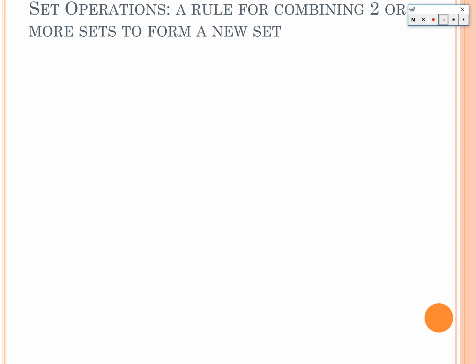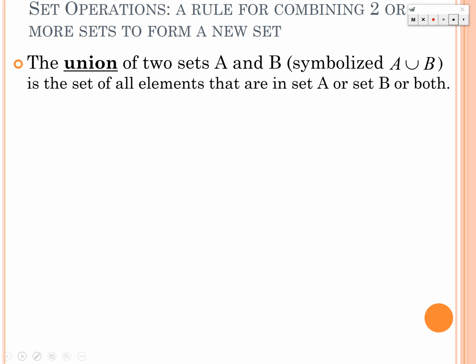The first one we're going to look at is called a union. The union of 2 sets, and it's symbolized, and I like this symbol a lot because it looks like a U. U for union. The set of all elements that are in set A or B or both.